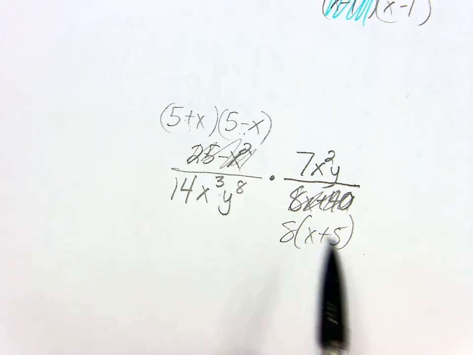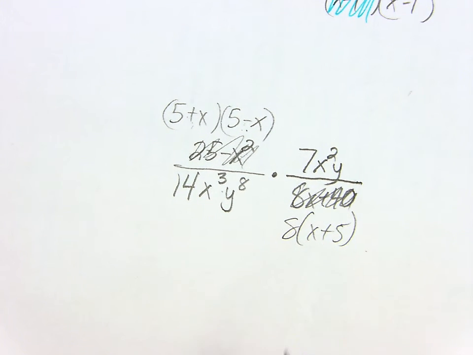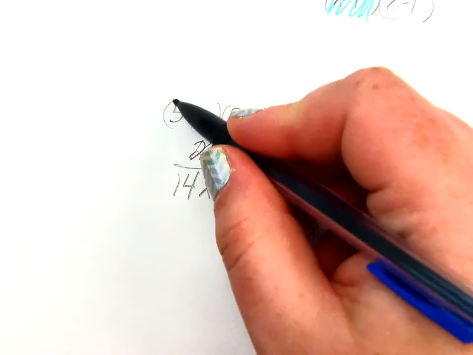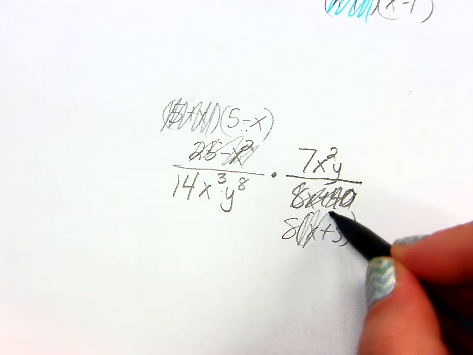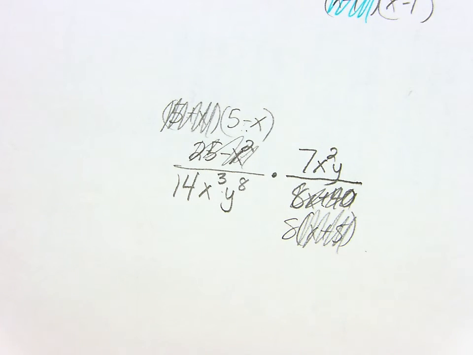Right, 5 plus x and x plus 5. Those really are the same thing, right? You can add in any order you want. So when I cancel them out, is anything left behind? No! X plus 5 and 5 plus x are the same exact thing. You could rewrite one to match the other.